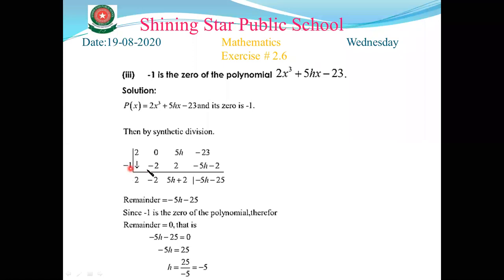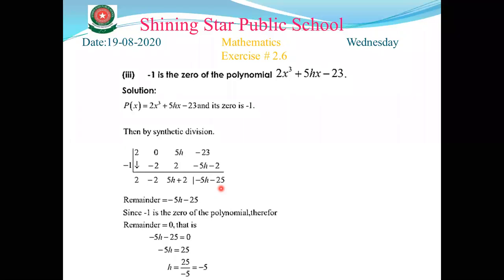Now 2 multiplied by minus 1 is minus 2. Minus 2 plus 0 is again minus 2. We multiply minus 2 with 1. Minus minus is plus, so 2. 2 plus 5h gives you 5h plus 2. Multiply with 1, minus 5h minus 2. Now add with minus 23. It will give you minus 5h minus 25.